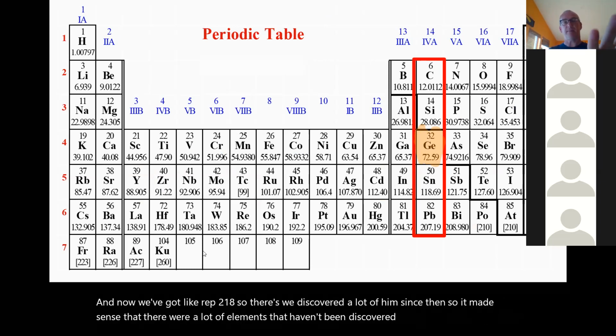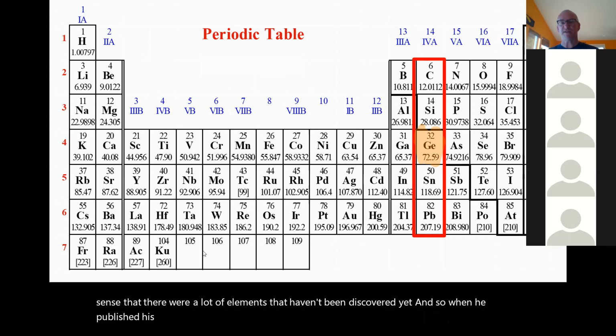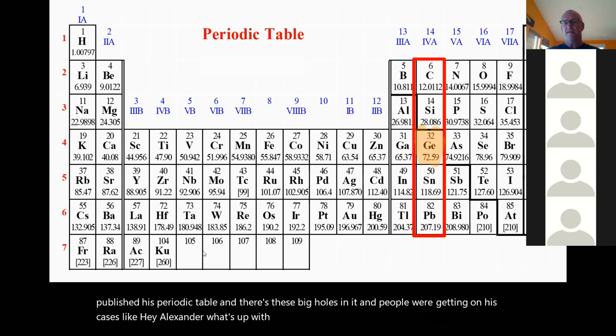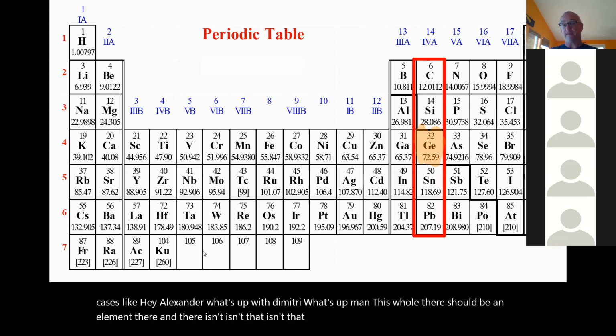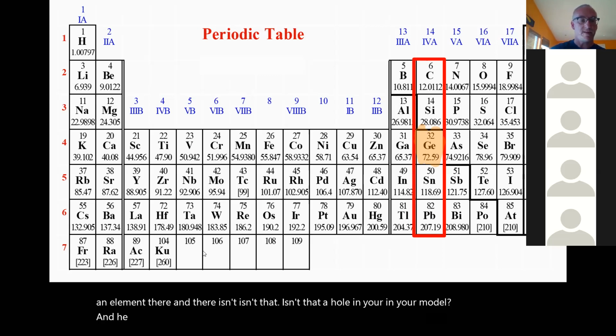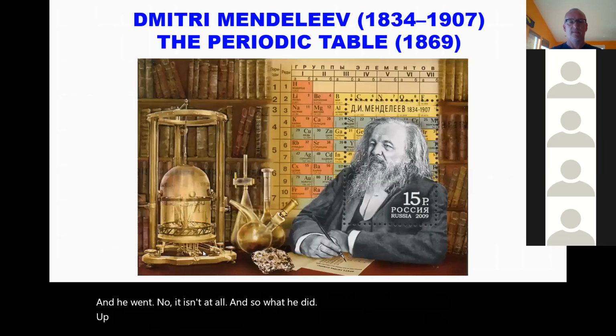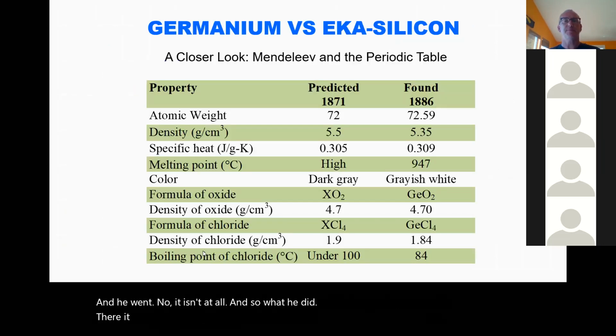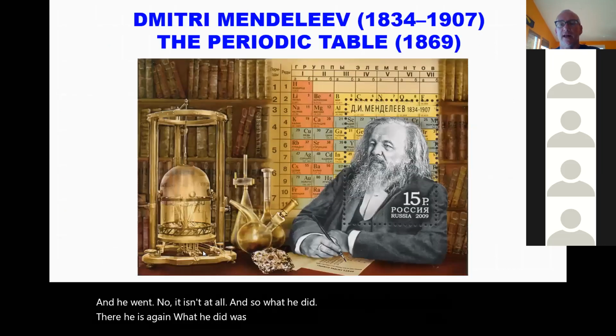And so when he published his periodic table, and there's these big holes in it, people were getting on his case, like, hey, Alexander, what's up? Or Dimitri, what's up, man? There's this hole there. There should be an element there, and there isn't. Isn't that a hole in your model? And he went, no, it isn't at all. And so what he did was predict that there was going to be an element there.